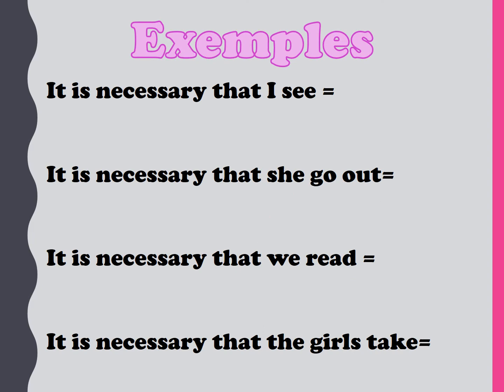So let's give some examples. It is necessary that I see. Il faut que je voie. All right, so il faut que is one of the ways that we say it is necessary. We could also use il est nécessaire que. Je voie. So this is starting with the ils form in the present indicative, which is V-O-I-E-N-T. Then I'm going to take off the ENT and add my E ending.